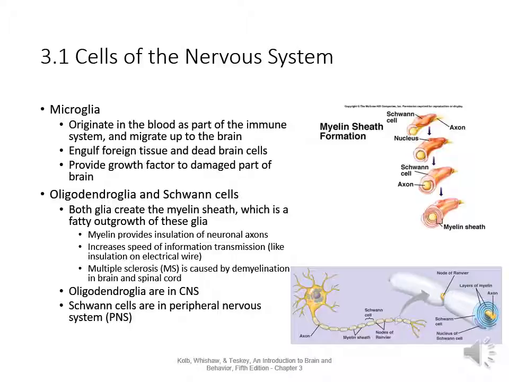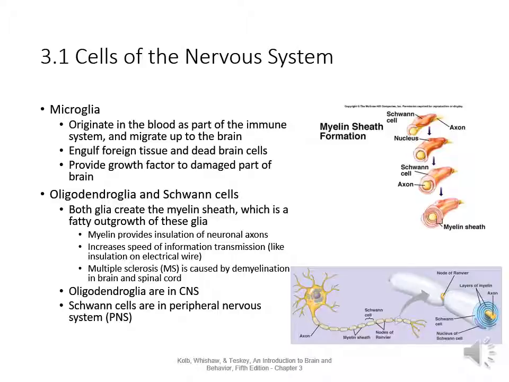Okay, microglia is the next type of glial cells. They originate in the blood as part of the immune system and actually migrate up to the brain through the blood. They engulf foreign tissue, eat up dead brain cells, and they provide growth factors to damaged parts of the brain.